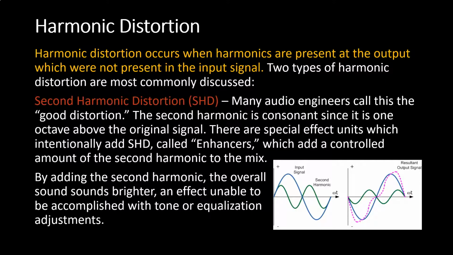Second harmonic distortion, many audio engineers call this good distortion because it's 1 octave higher than the original signal, and therefore it actually sounds very similar to the original signal and doesn't conflict with it. A special effect unit that intentionally adds second harmonic distortion is called an enhancer, and you can control the amount of the second harmonic that is being added to the original signal. By adding the second harmonic, the overall sound becomes brighter, and the effect can't be accomplished with tone or EQ adjustments because you're actually adding an additional component that wasn't in the original sound.